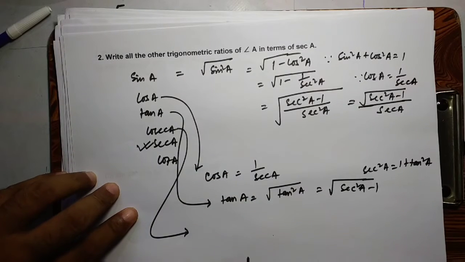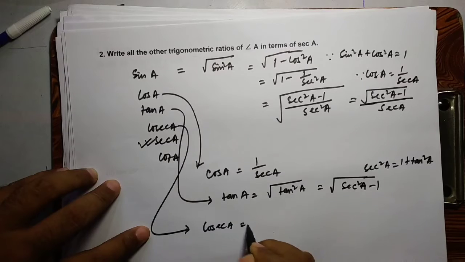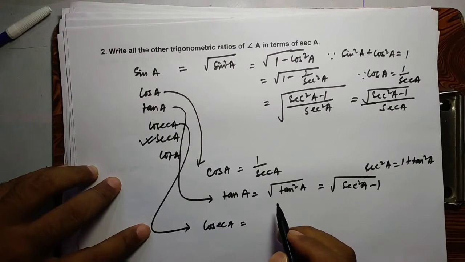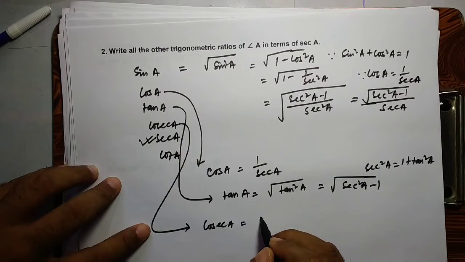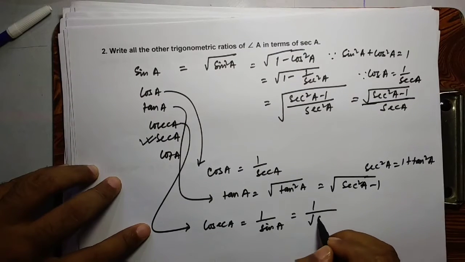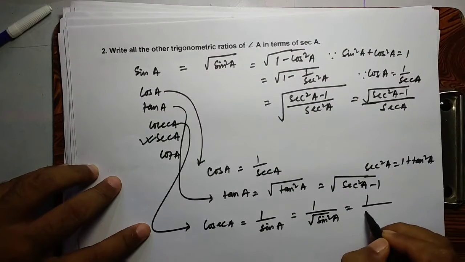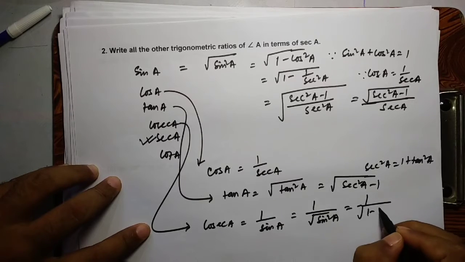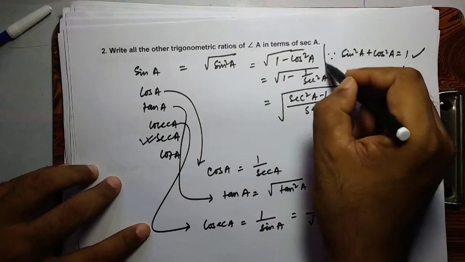Then in terms of sec A for cosec A, they are saying cosec A equals 1 by sin A. You can write like this. So this is 1 upon root of sin square A. Again you can write, because root of sin square A means sin A only, so this is 1 over root of 1 minus cos square A, because sin square A plus cos square A equals 1, as you know earlier, right?